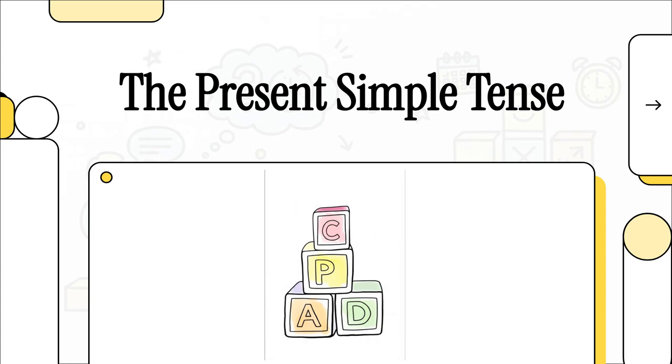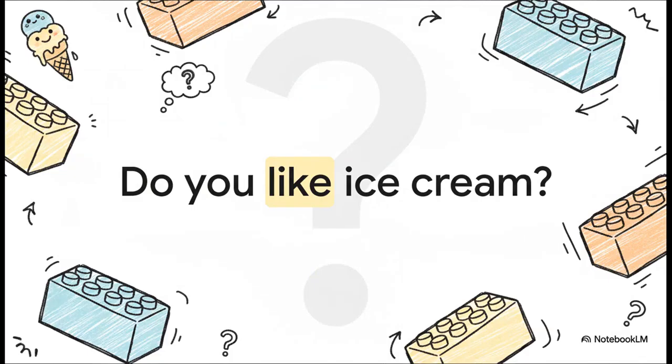Today, we're going to master one of the most essential building blocks of English, the present simple tense. Now, it might sound basic, but let me tell you, getting this right is the absolute foundation for clear, confident communication. So let me start by asking you a really simple question. A quick yes or no is all I need. Do you like ice cream?